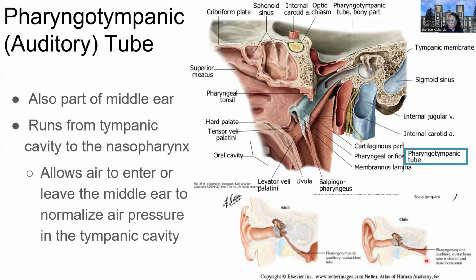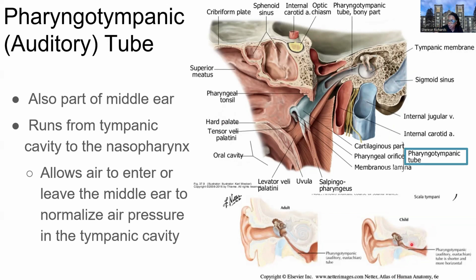I also want to point out the difference in the shape of the pharyngotympanic tube in children. It's much shorter, it's much more horizontal, and it's much harder to drain. This is why kids get middle ear infections much more commonly. They also get much more agitated when they are in flight. It's much harder for them to redistribute the pressure or to pop their ears just organically.